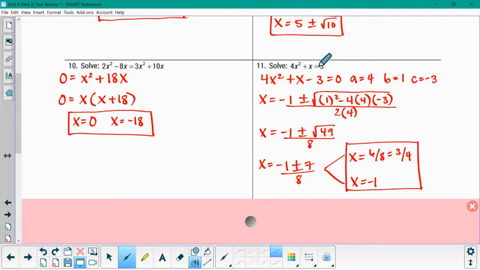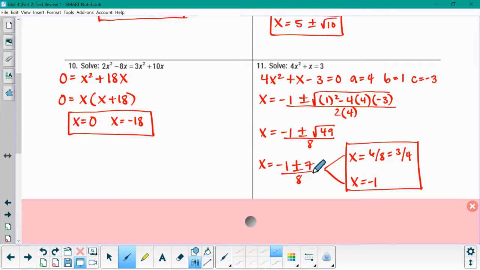For number 11, I went ahead and moved everything to one side. Now, this is something you could easily factor, but I did want to show you how to use the quadratic formula as well. I identified A, B, and C, and I plugged it into the quadratic formula. Remember, you are able to use your notes, so please have that handy just in case you do decide to go this route. I end up with square root of 49, which simplifies to 7.